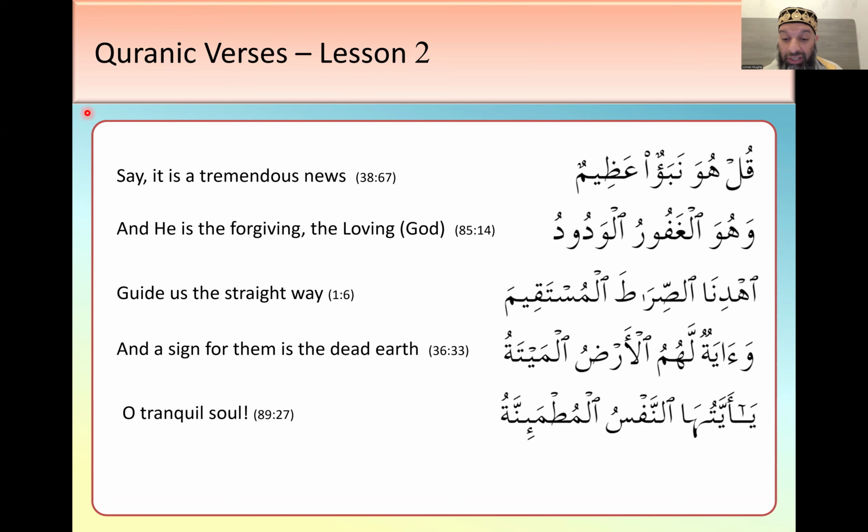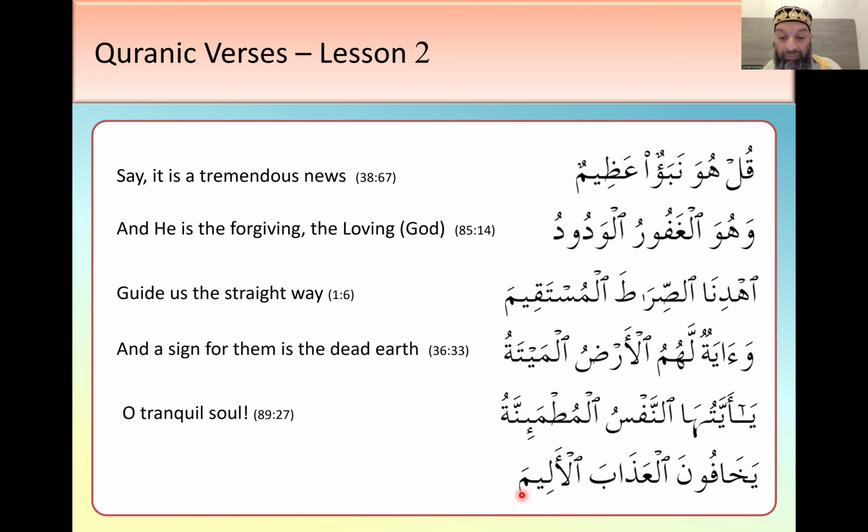And look at its description. Mutma'inna. Mutma'inna means tranquil. And we use the word in Urdu as well, mutma'in, which means satisfied, right? Satisfied soul, tranquil soul. Look, this description also has a ta marbuta. So that tells you that nafs, soul, is also a feminine word, right? Okay. I think this is the last one.